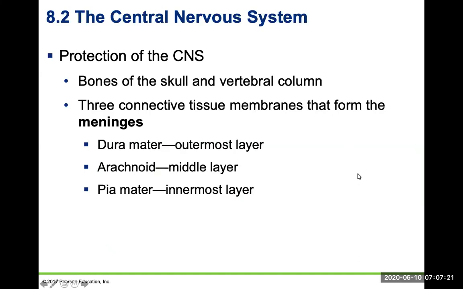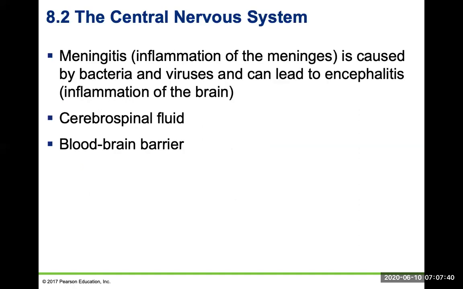Your central nervous system is protected by the bones of the skull and the vertebral column. There are also 3 connective tissue membranes that form meninges, or layers, around your brain and your vertebral column. The dura mater, the arachnoid mater, and the pia mater are the 3 meninge layers. Meningitis is inflammation of these meninge layers, and it's caused by bacteria and viruses that can lead to encephalitis, which is inflammation of the brain. Remember, whenever you see a word ending in itis, that means inflammation.